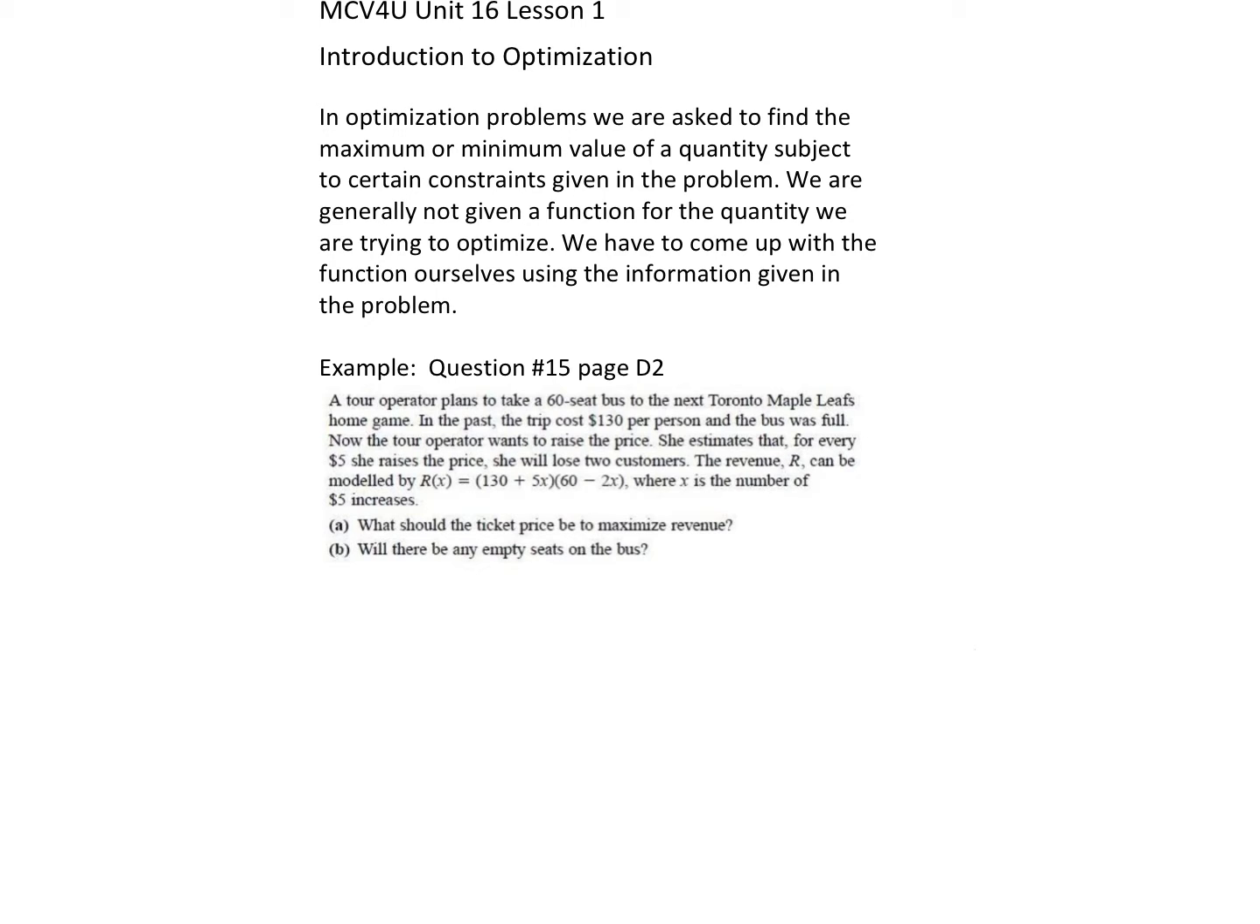In this example, we have a tour operator who is selling tickets on a bus, and the price of the ticket is $130 per person, and there are 60 seats on the bus. So she would like to obviously maximize her revenue. So in this question, the revenue is given. Remember that revenue is number of items times the price.